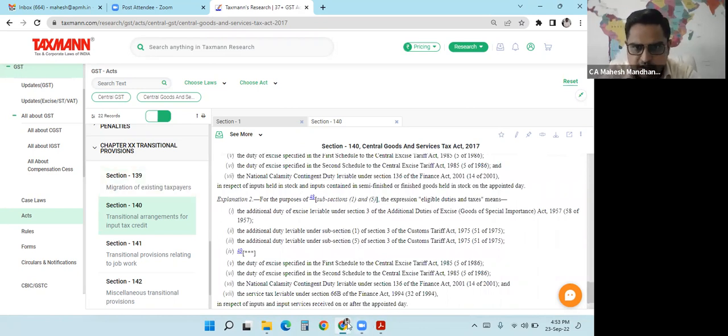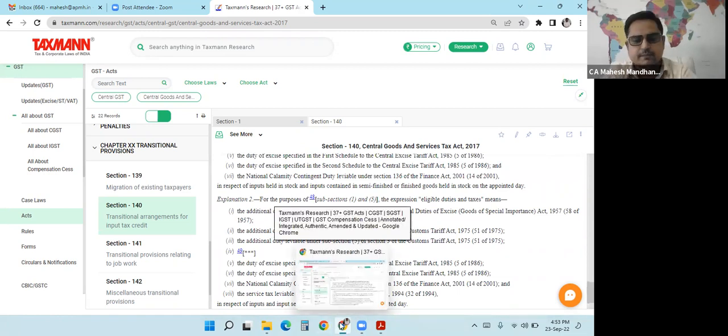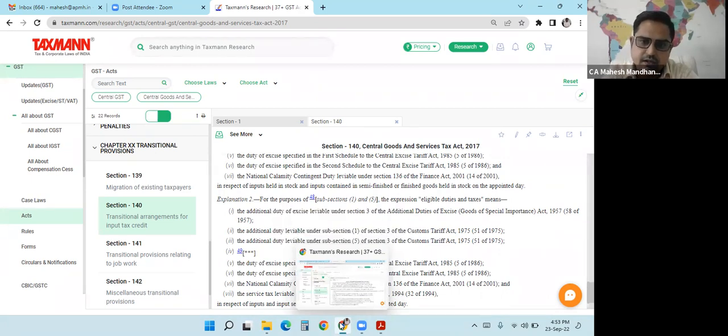Now coming to the next part, that is another circular which deals with taxability under GST of liquidated damages which are paid in case of breach of contract or notice pay recovery. We will go through that circular now.